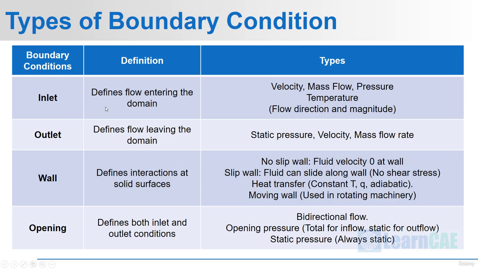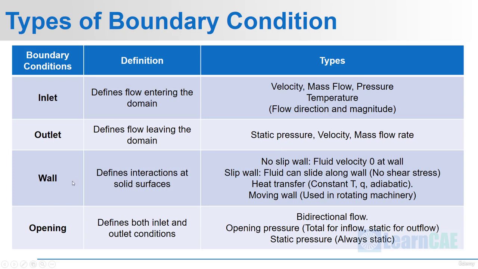Inlet represents the flow entering the domain and it can be given in terms of velocity, mass flow rate, total pressure, total temperature along with the flow direction and magnitude. So by default, inlet represents the flow entering the domain and the outlet represents the flow leaving the domain. We can specify static pressure, velocity or mass flow rate for the outlet conditions. There are some more parameters which can be used at the outlet condition, but these are all common terms.